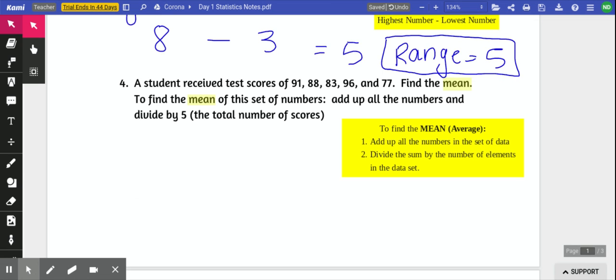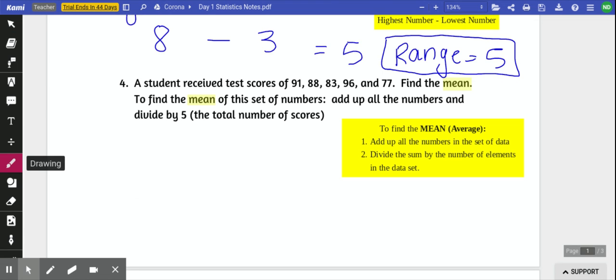Now, to find the mean, again, it's a 2-step procedure. Step 1 is to add up all the numbers in the set of data. So I'm going to take all those test scores and add them up to find the sum. Then my second step is to divide that sum by the number of elements in my data set. All that means is count up how many test scores you have, which in this case is 5. So I'm going to be dividing my sum by 5.